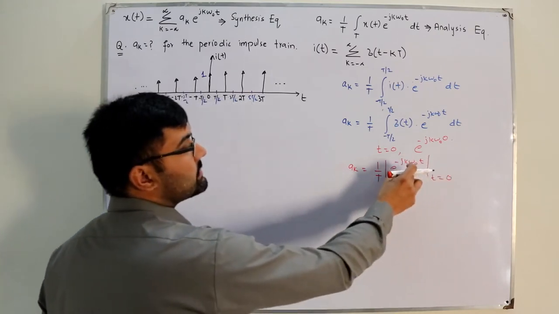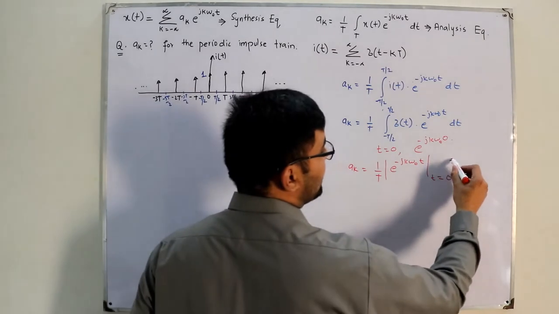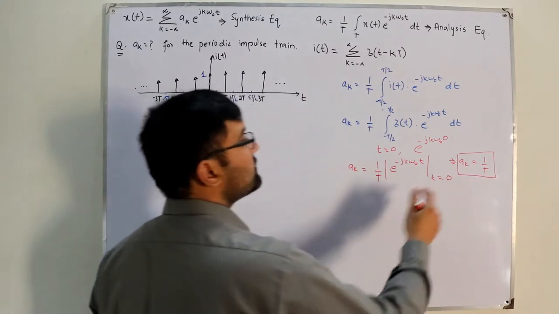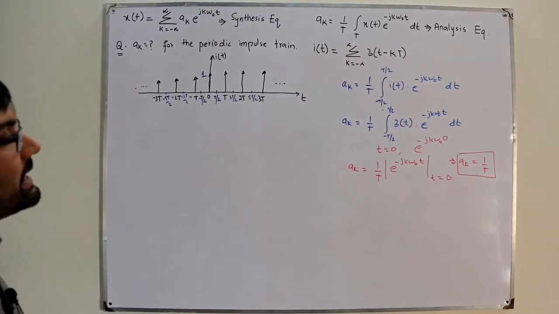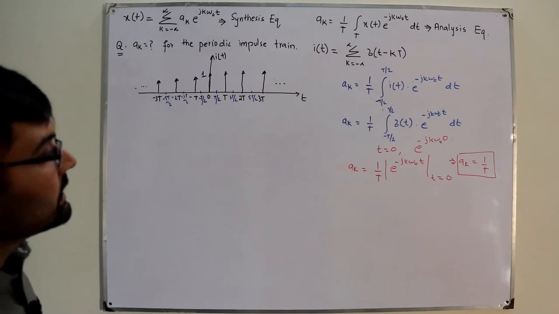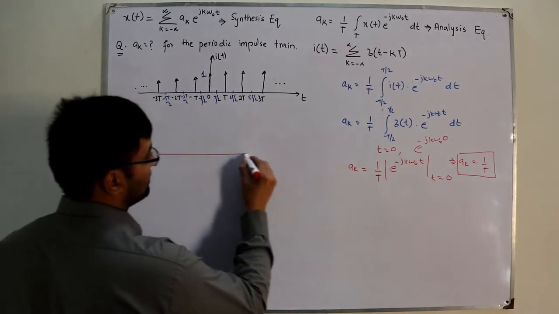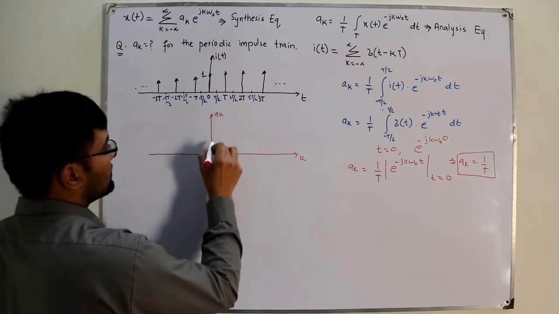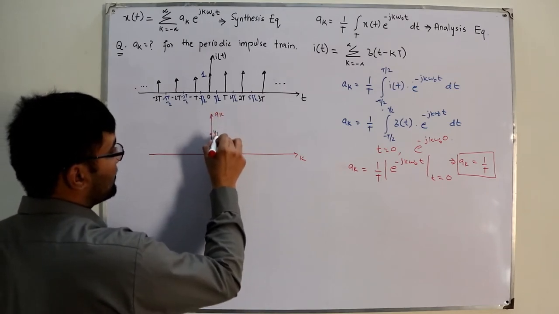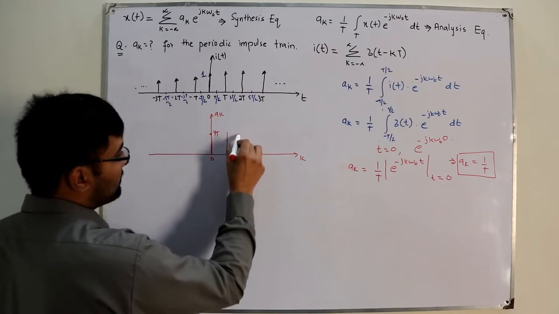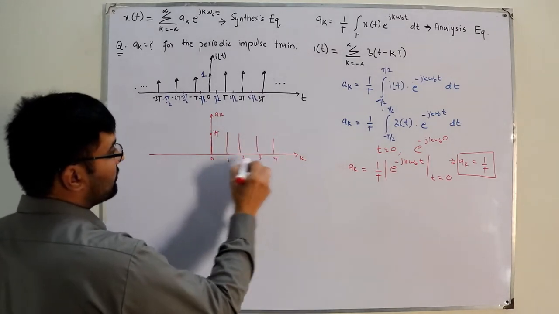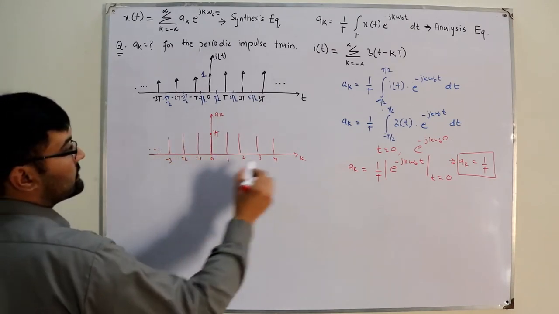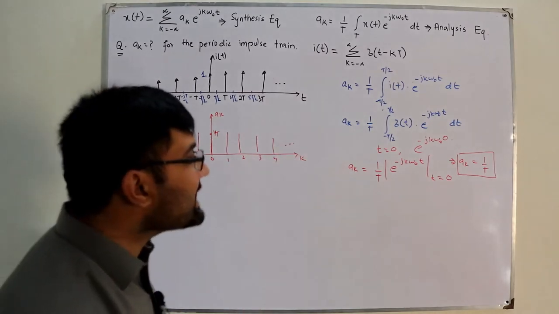So, you put k equal to 0 in this thing, you get this 1, which means that my a_k is equal to 1 upon T. My a_k is 1 upon T, and you can see from here that this is independent of the value of k, and it is just a constant signal like this. If this is my k axis, this is my a_k axis, so this is equal to 1 upon T for 0, for 1, for 2, for 3, 4, similarly negative 1, negative 2, negative 3, and so on.